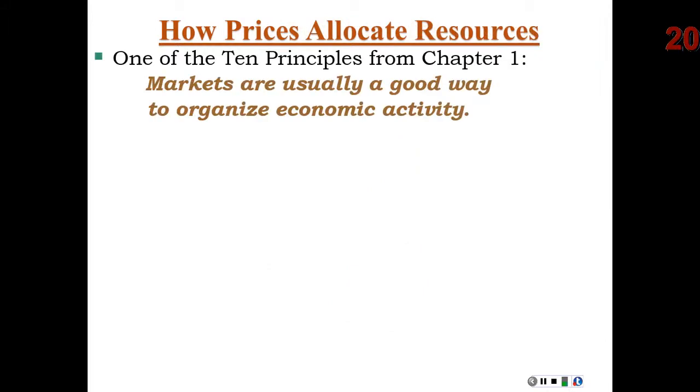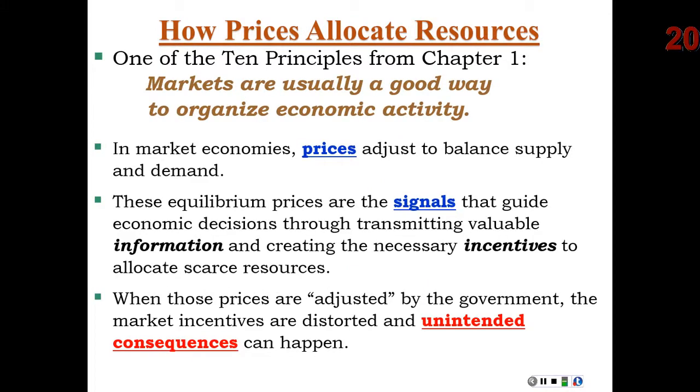Okay, so again, markets are usually a good way to organize economic activity. Market economies use prices to adjust supply and demand. These prices serve as signals, sending information and creating incentives for both buyers and sellers. And when we tax a market, or when we institute a price control in a market, we might have very good intentions as the government to try to help people, but oftentimes we create unintended consequences through these policies that distort the market and can sometimes hurt the very people that we're trying to help.